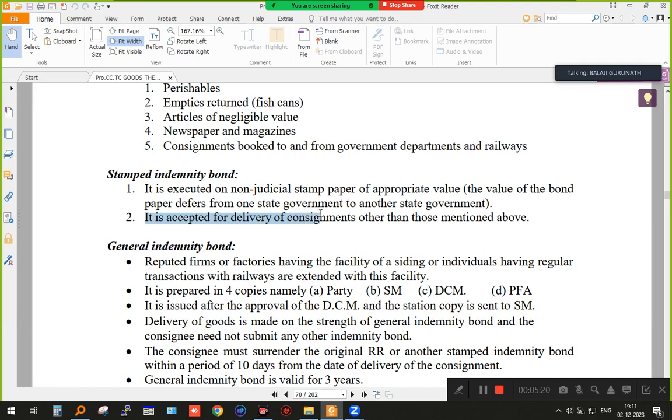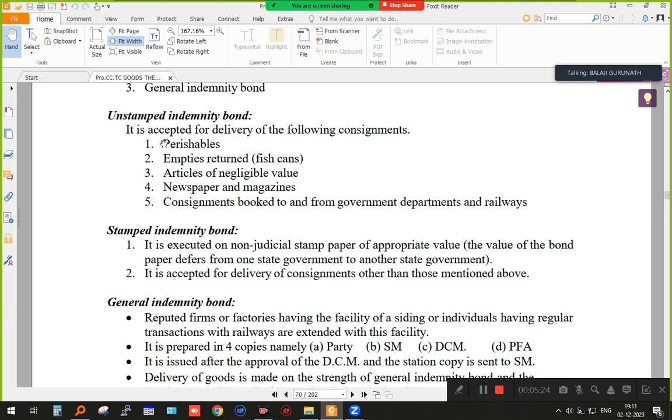It is accepted for delivery of consignments other than those mentioned above. Except for these five items, for everything else a stamped indemnity bond has to be given. What is written in it? You Google and you will find a lot of stamped indemnity bonds, or I will share a PDF with you on the group. The stamped indemnity bond will be the same as an unstamped indemnity bond, the only thing is that it will be on the non-judicial stamp paper. It will have one surety and two witnesses who are known to the station master. That is a rule, but it is not practical. That surety will stand guard against the original consignee committing a default, and there will be two witnesses. We have already seen that when we checked the indemnity bond.